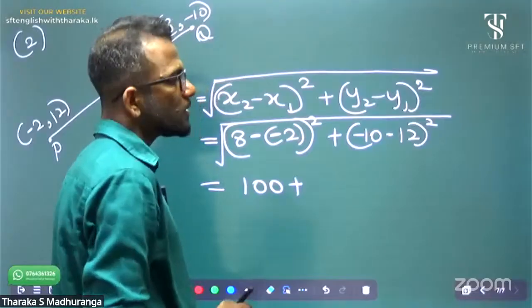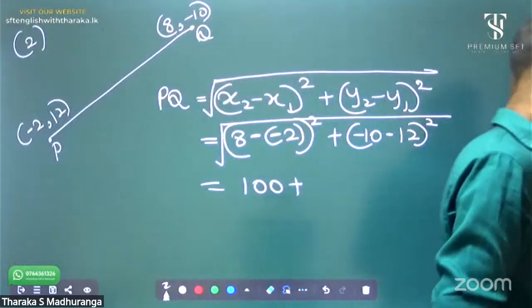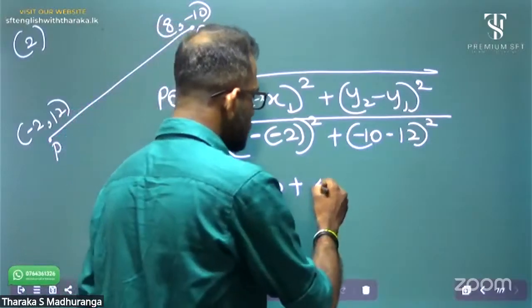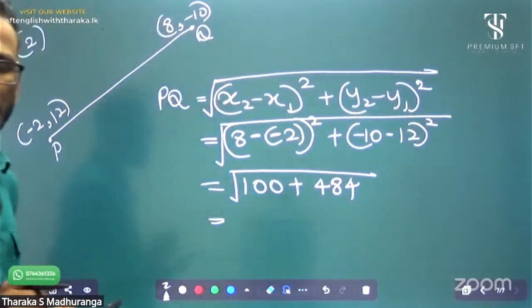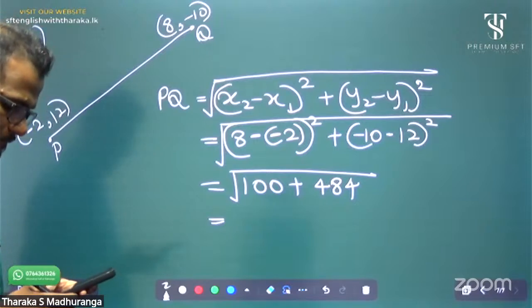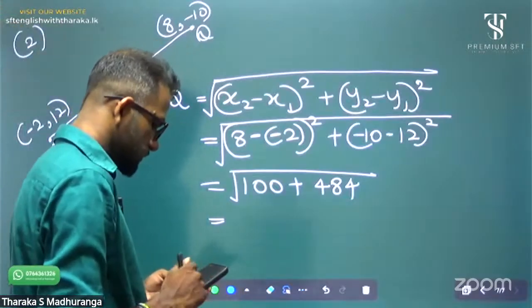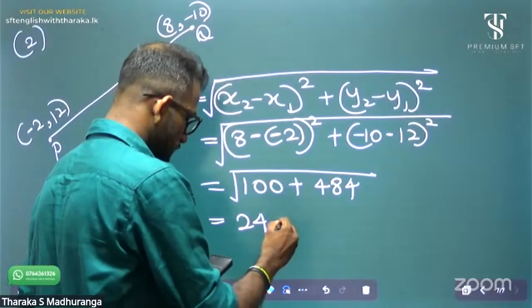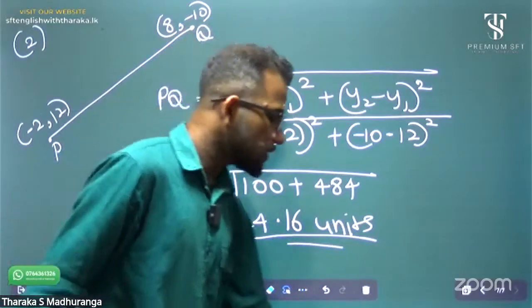Plus, minus 10 minus 12 means minus 22. Minus 22 squared is 484, square root. 584 square root is 24.16 units.